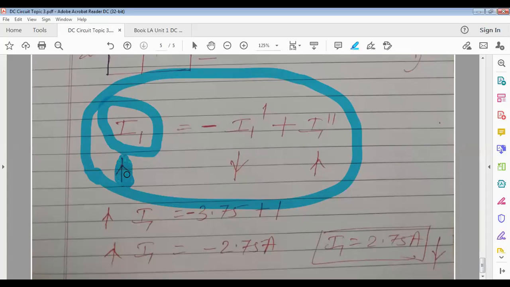Upward. You can assume downward also. What is I1 dash? It is the current flowing through the 3 ohm, that is the load resistance. The current you have been asked to find out through 3 ohm, you can mark that as load resistance RL. Whenever you are asked to find the current flowing through 3 ohm, it means 3 ohm is a load resistance. Clear? RL. And the current flowing through it you can represent as IL. Here I can write IL, IL dash, IL double dash.